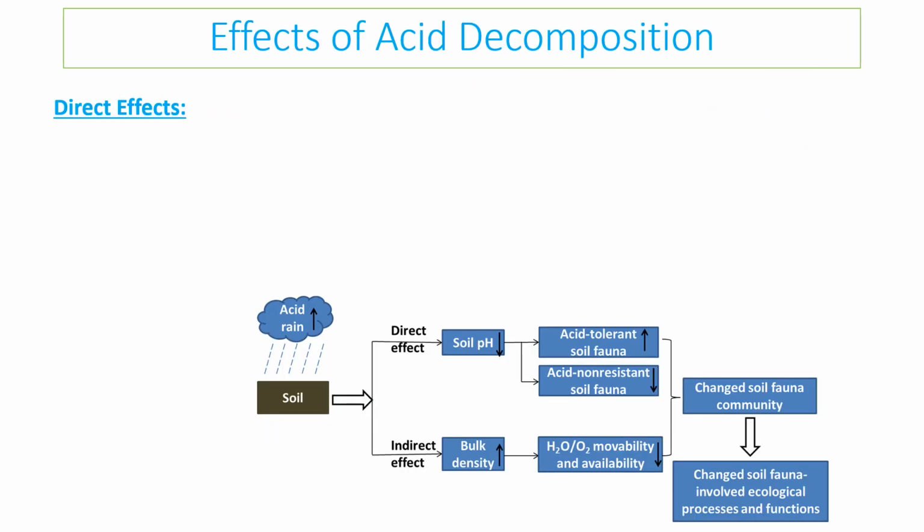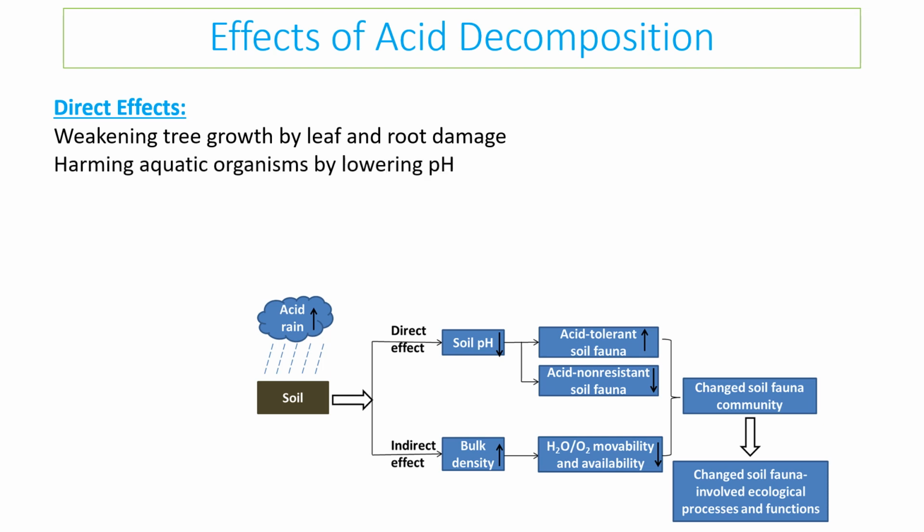So what are these problems? What are the direct effects of acid rain? The direct effects are it will weaken the tree growth by damaging the roots of the tree when it goes into the soil, but also the leaves of the tree. And if the leaves are damaged, the plants can do less photosynthesis. It will harm aquatic organisms by lowering the pH, and that change in pH then causes the aquatic organisms to suffer, and it doesn't help with oxygen uptake.